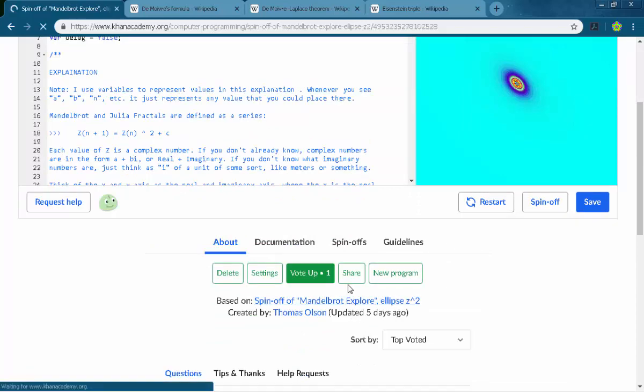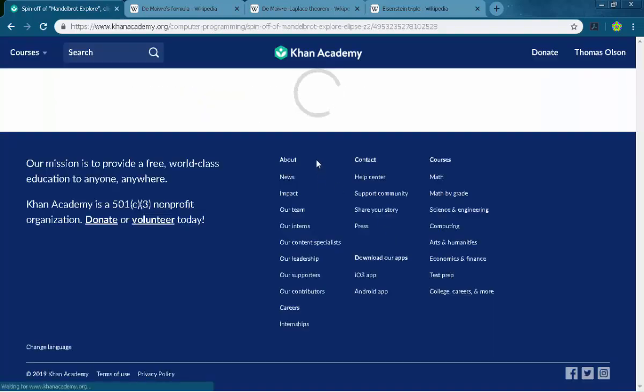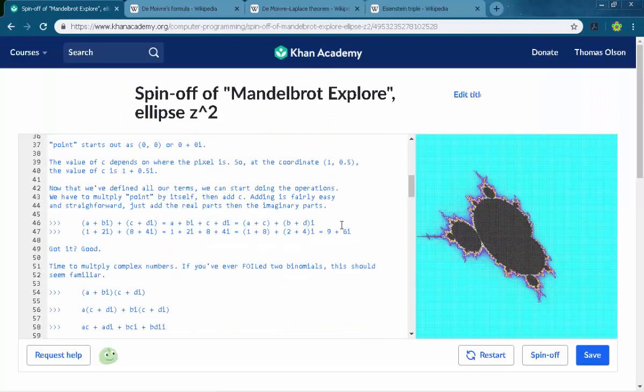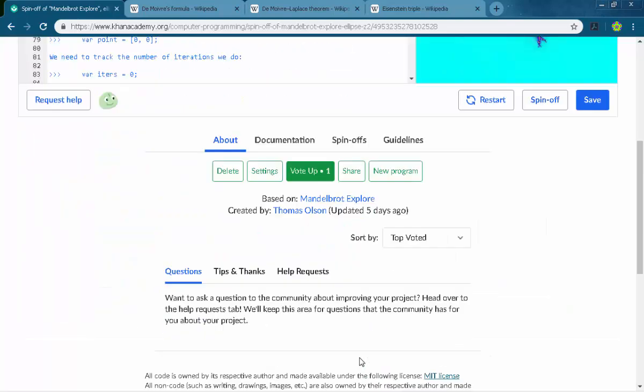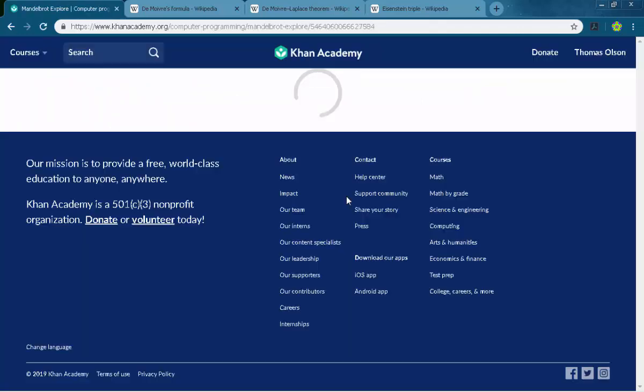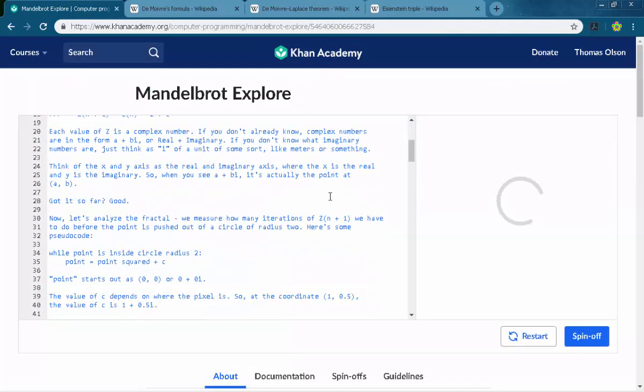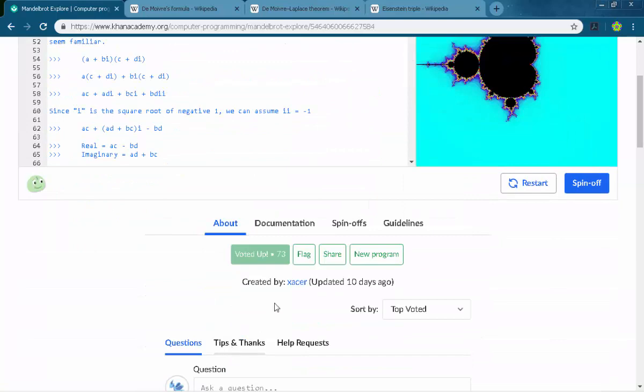I should probably mention that I ripped this code off of X-Acer. It's from Mandelbrot Explorer. Here's the author right here. X-Acer.